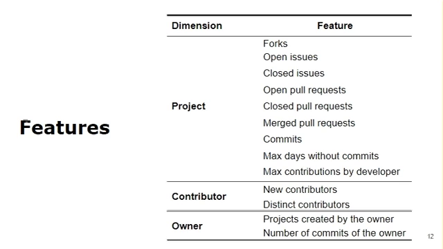In total, we consider 30 features, such as the number of forks, open issues, closed issues, open pull requests, closed pull requests, merged pull requests, the number of commits, the max date without commits, and max contributions by developers. Next, we use the number of new contributors, the number of distinct contributors, the number of projects created by the owner, and the number of commits.